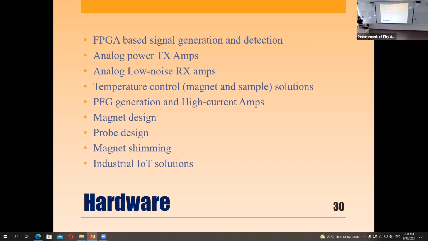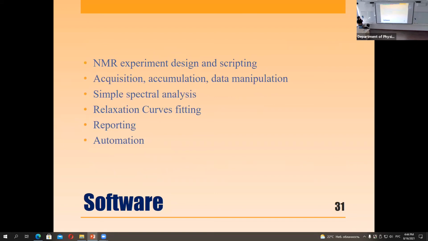You need to design magnets, to design the probe with the right shielding, of course. You need to do shimming. And now what's important, this is what we are actually doing. All these industrial applications now don't like to work with humans. That's why there must be an automation solution for Internet of Things, for cloud technology. And you also need to write some software. So this is all that we are doing in Resonance Systems at the moment.